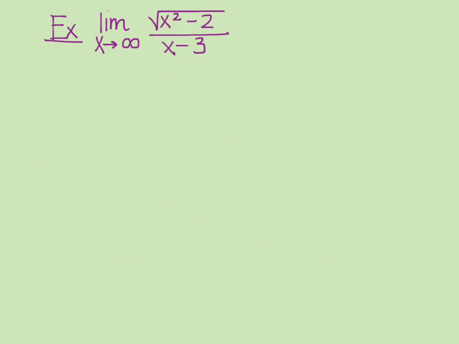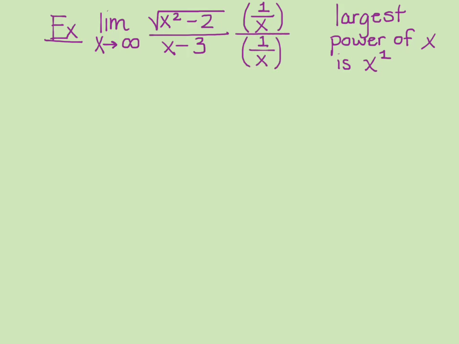Let's do another example. The limit as x goes to infinity of the square root of x squared minus 2 over x minus 3. Notice that the largest power of x in this problem is actually an x to the 1, because the square root and the x squared cancel each other out.